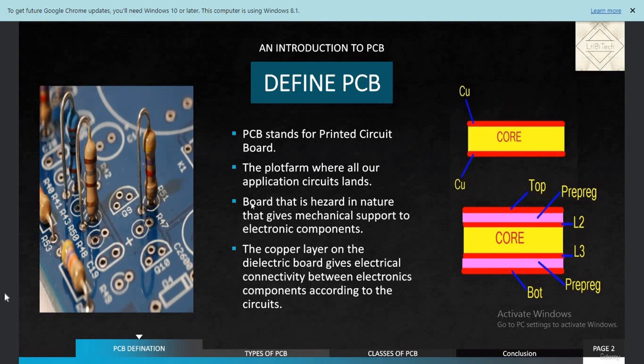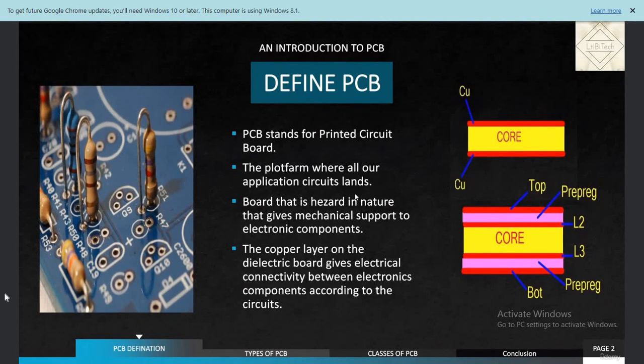The third point: the board that is hard in nature gives mechanical support to electronic components. The board, which is dielectric or non-conductor and hard in nature, or we can say this material is very strong, will be able to give the mechanical support to electronic components, so that you can place the component on top of it. The base is very strong, so you can place n number of components on the top or bottom side of the PCB, and the copper here represents the printed circuit.